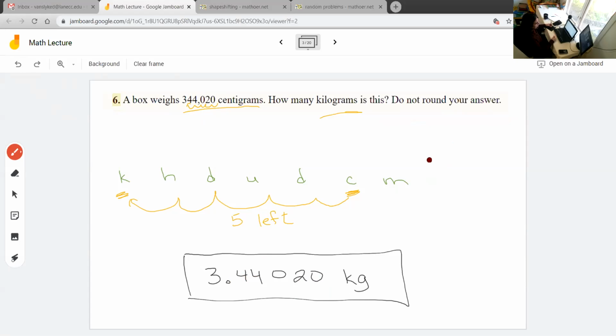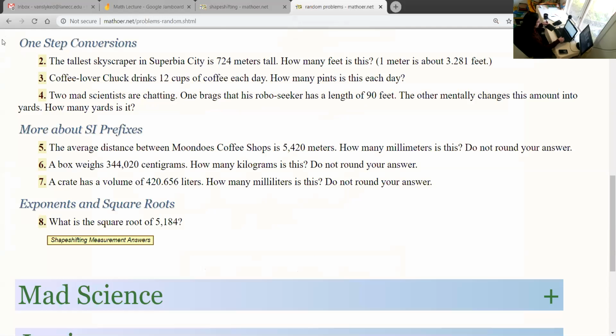Ready for the next one? Holler if I'm going too fast. Okay. So we've done meters, we've done grams. Here is one with liters.